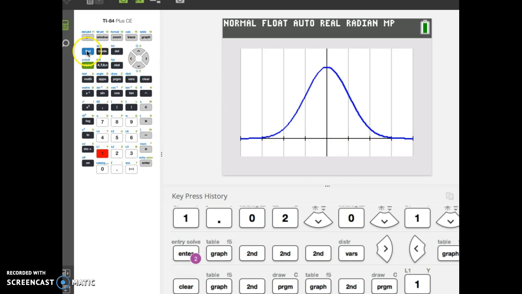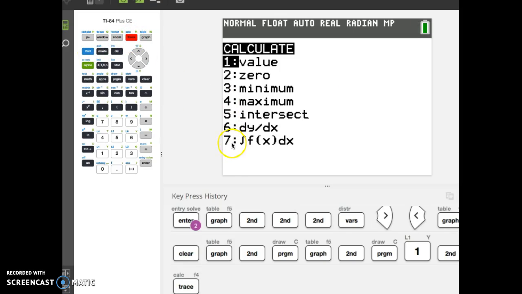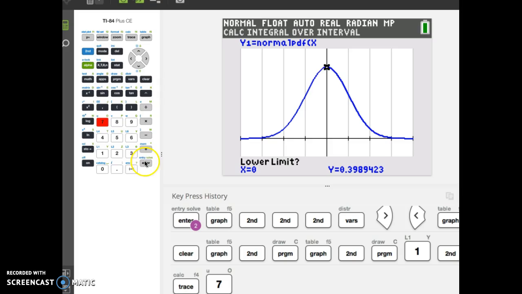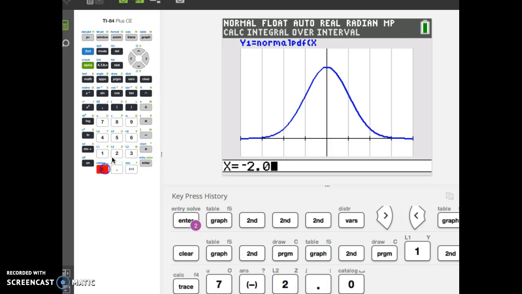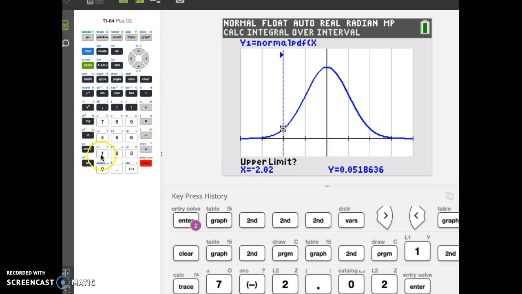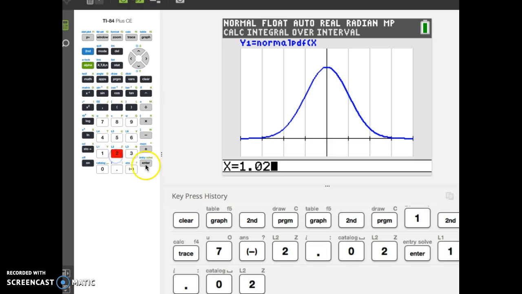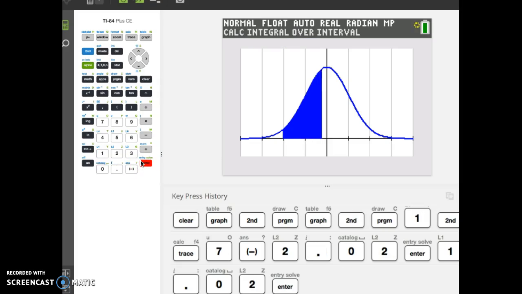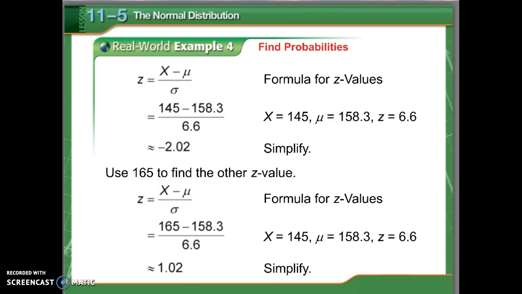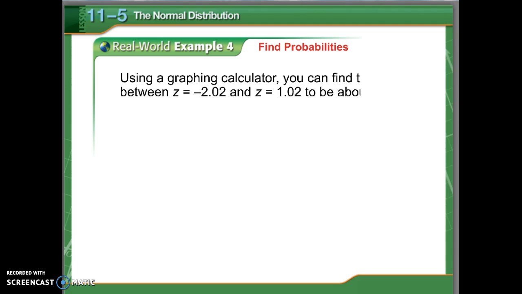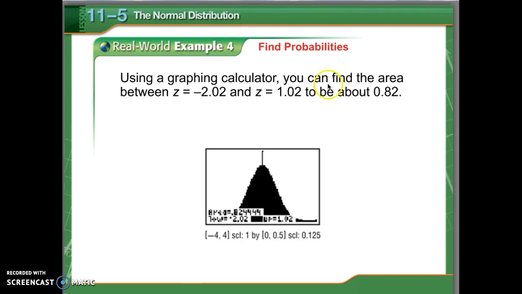And we're going to go to shade again. So second and trace, number 7. The lower limit is negative 2.02. The upper limit is 1.02. And we can see that the area shaded here is 82%. So heading back over to the lesson video, you see they got the same thing, about 82% of the area.